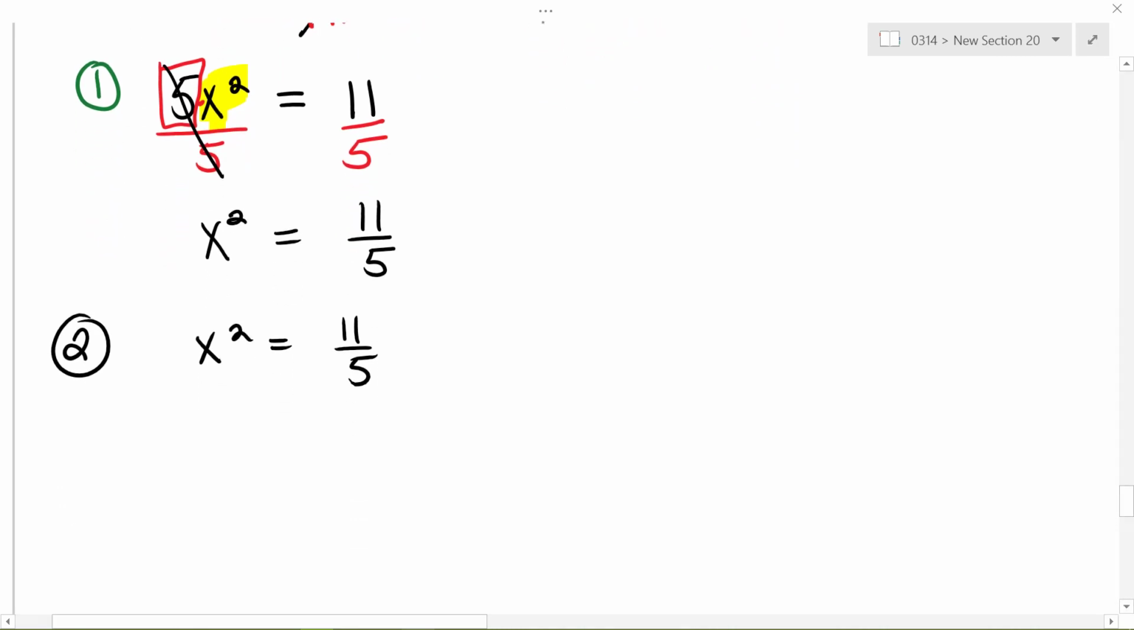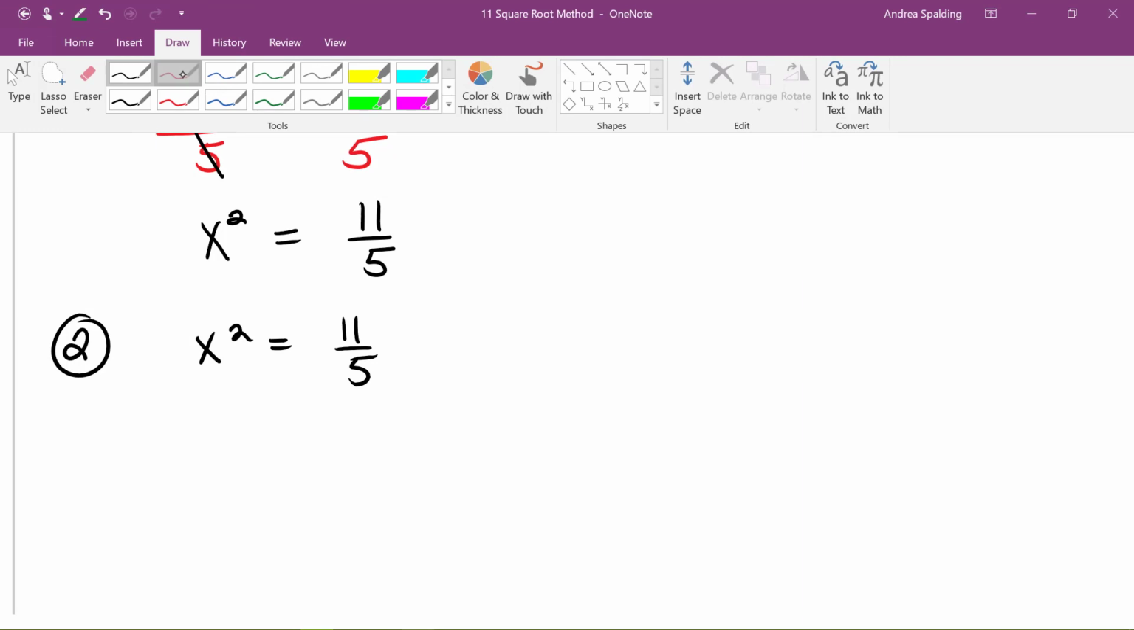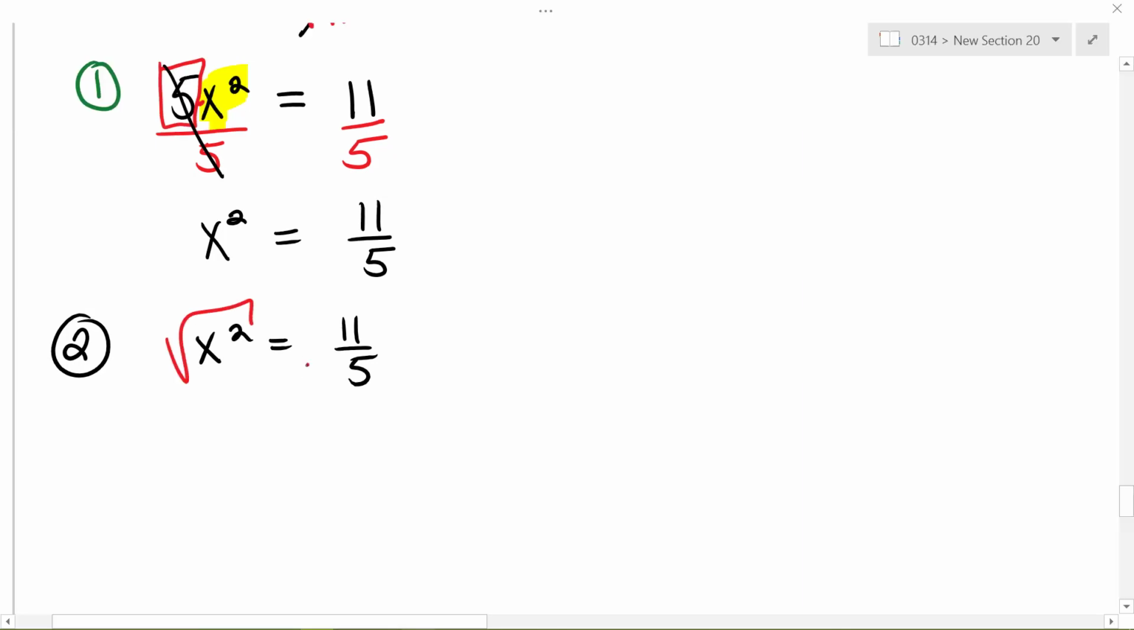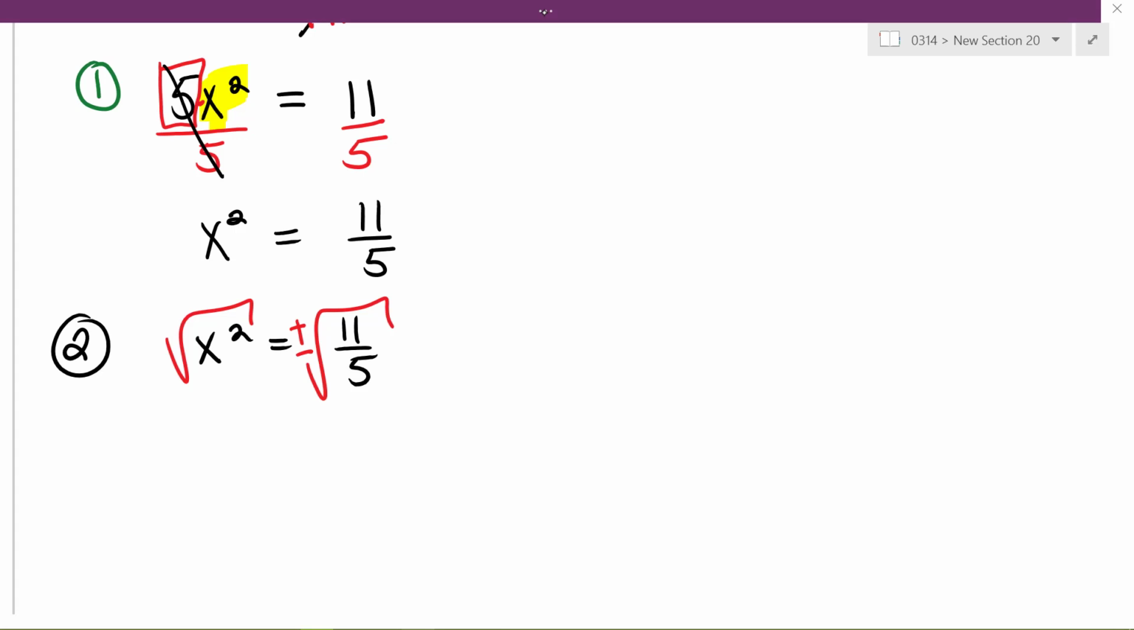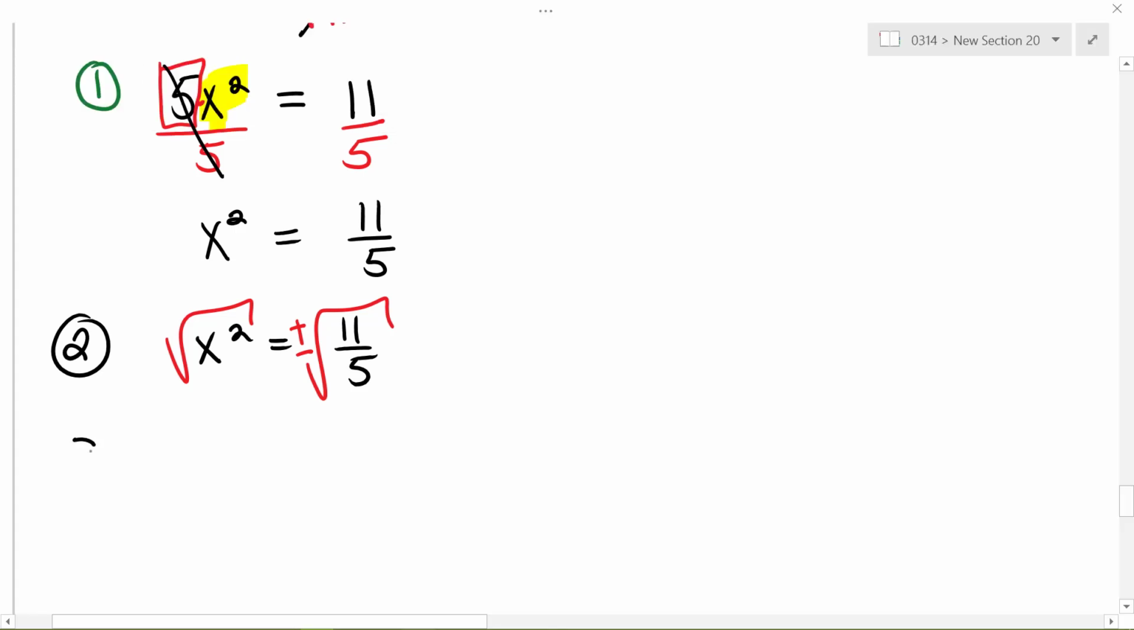Alright, so step number 2 says after you've gotten x squared by itself, we're going to take the square root of both sides, and we want to insert the plus and minus in front of the square root that's on the opposite side of the equal sign from x. Step 3, we want to simplify those radicals. What's the square root of x squared? Okay, good. We get x equals, bring down the plus or minus.